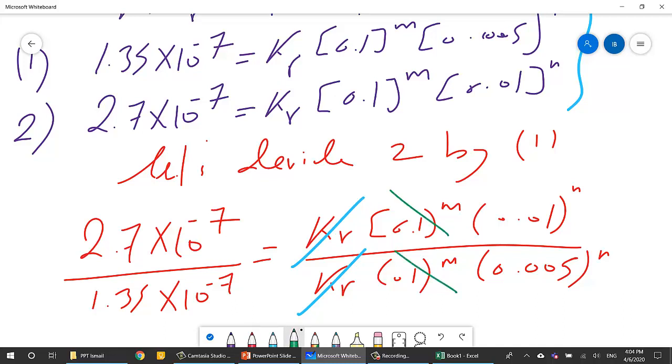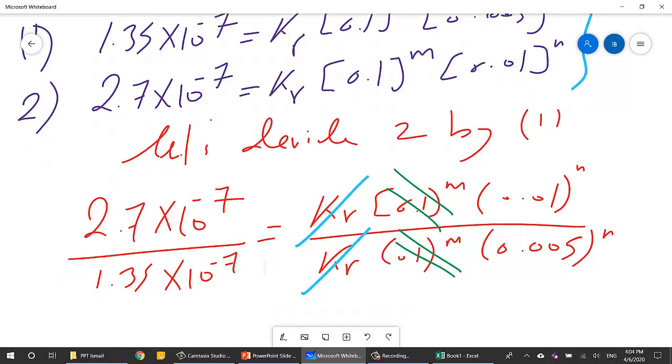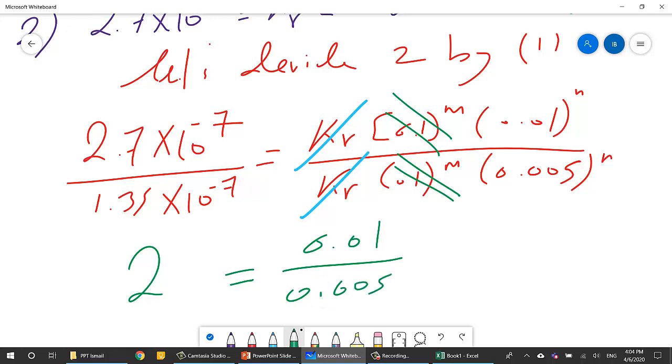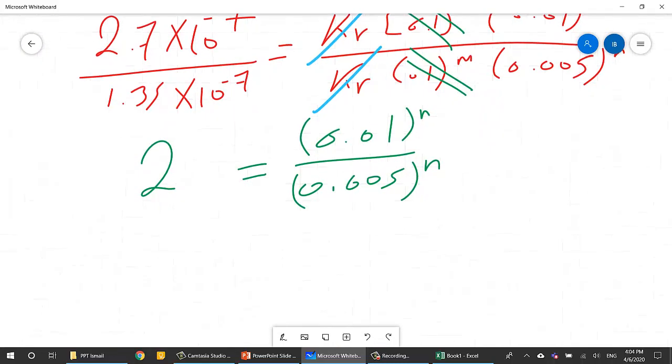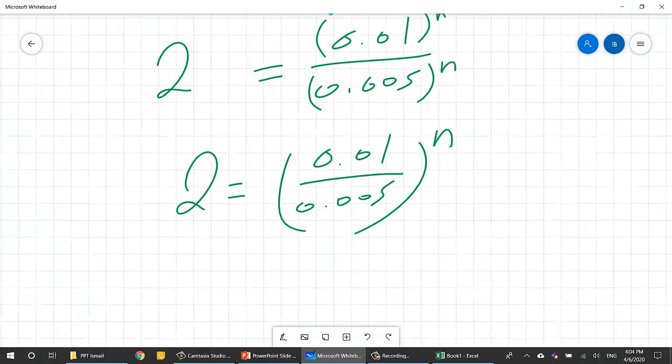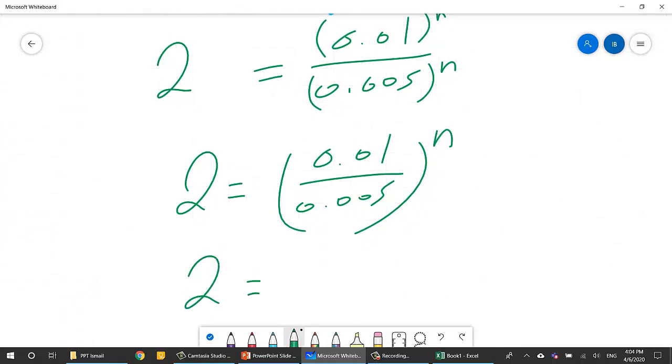This goes with that. Therefore, we are left with 2.7 divided by 1.35, which is 2, equal to 0.01 divided by 0.005, to the power n. If you know simple mathematics, this should be 2 equal to (0.01 divided by 0.005) to the power n, and this actually equals 2. So 0.01 divided by 0.005 is 2 to the power n.